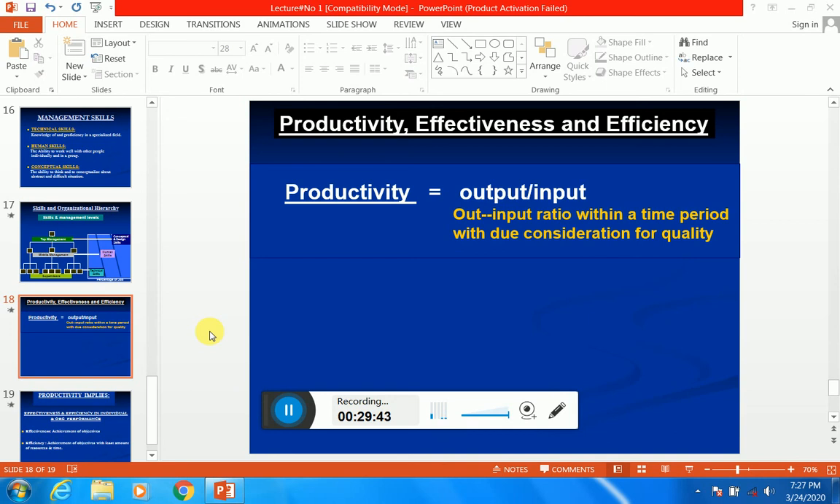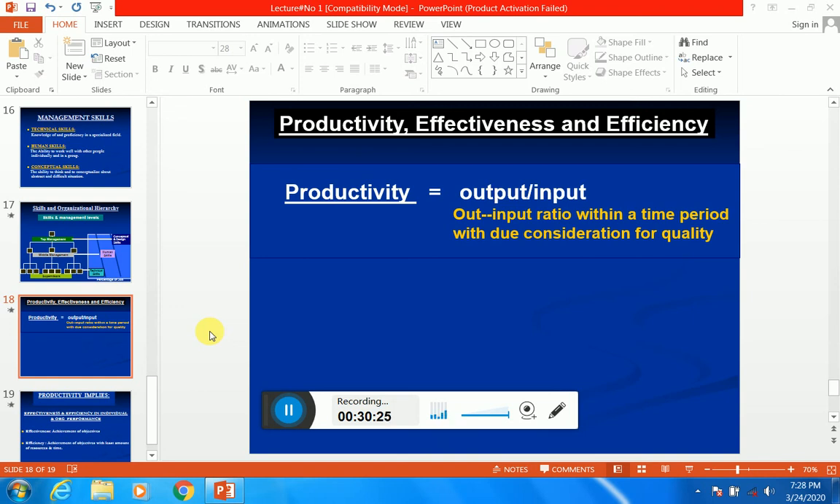Dear students, in this slide we have the concept of productivity. According to this definition, which I have taken from the book, the researcher introduced productivity as the output input ratio with quality consideration. Simply stated, the main idea of management is producing efficiency and effectiveness, or in other words, management is simply getting work done through others effectively and efficiently.